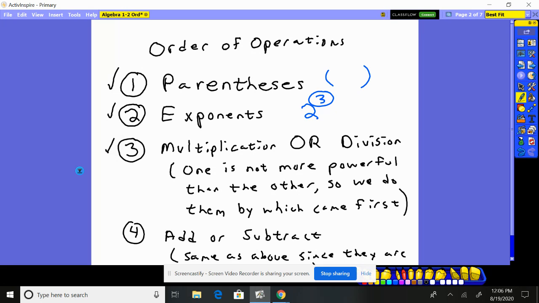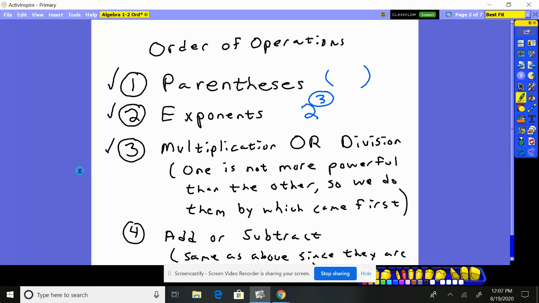Then we come to step 3, the third most important thing, multiplication or division. One is not more powerful than the other. They're of the same value. They're both number 3 on the list. So we do them by which came first. We always work problems left to right, same as we read across a page. So whatever came first, that's what you're going to do, left to right. And we're going to look at an example in a minute.